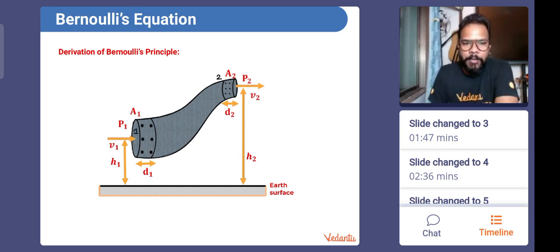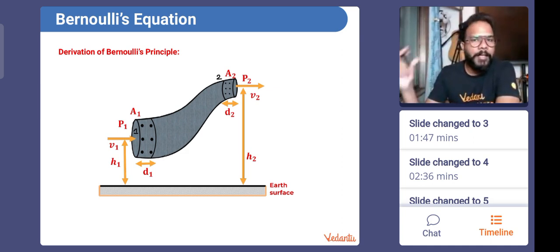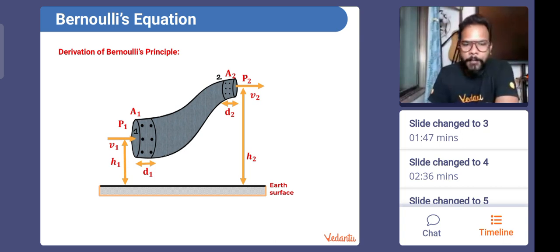When the liquid is entering through cross section 1, its velocity is v1. When it is coming out, its velocity is v2. Also, end 1 is at a height h1 from the ground, which could be 0 also, and the height of the other is h2. Depending upon the situation, h2 will be more than h1, or equal to h1. We'll see those situations also. Also, the pressure experienced by the liquid at point 1 is p1, and at point 2 is p2.